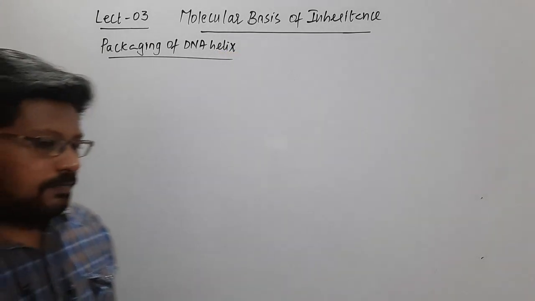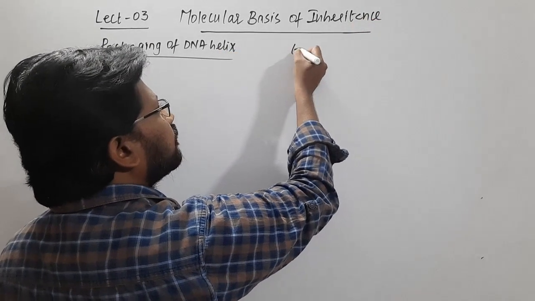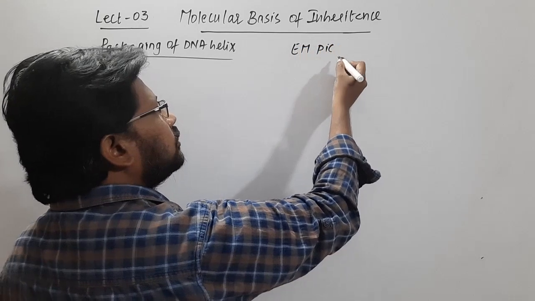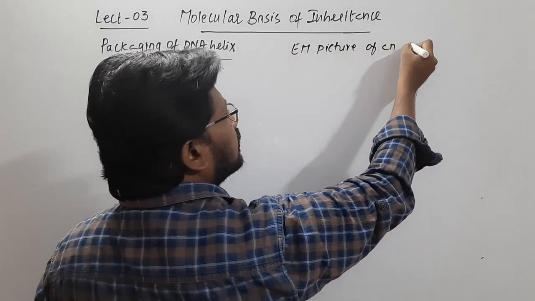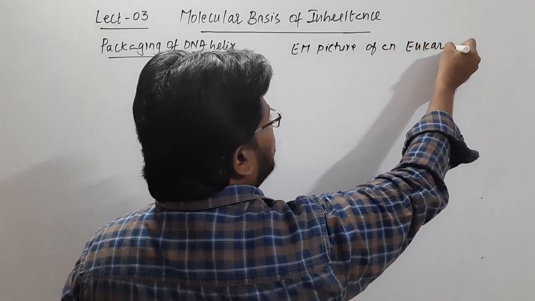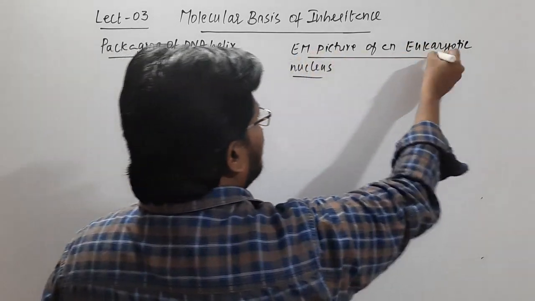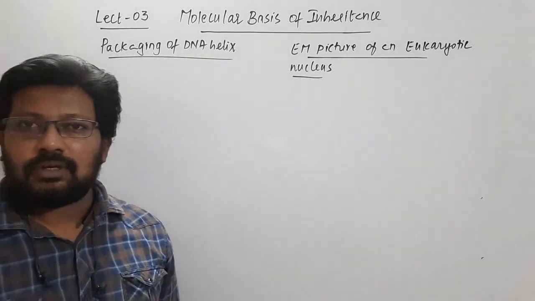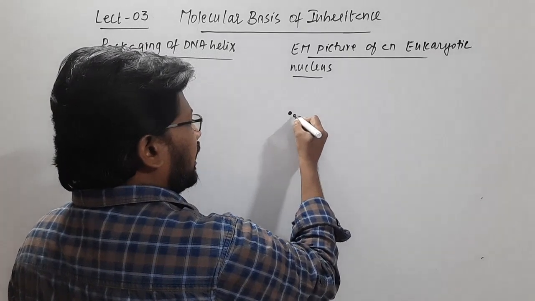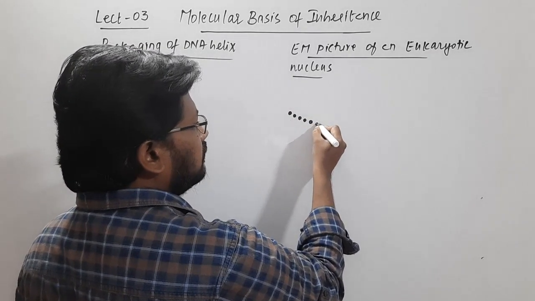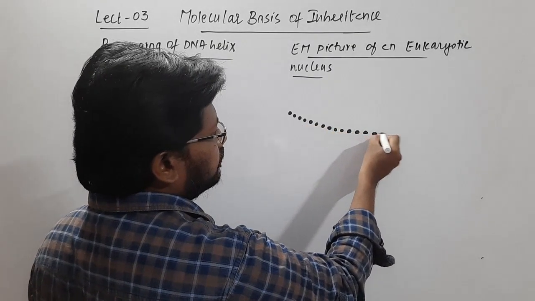Right now, when scientists have taken an electron microscope picture of an eukaryotic nucleus, what they have seen inside an eukaryotic nucleus is some bead-like structures. So this is how they have seen some bead-like structures.